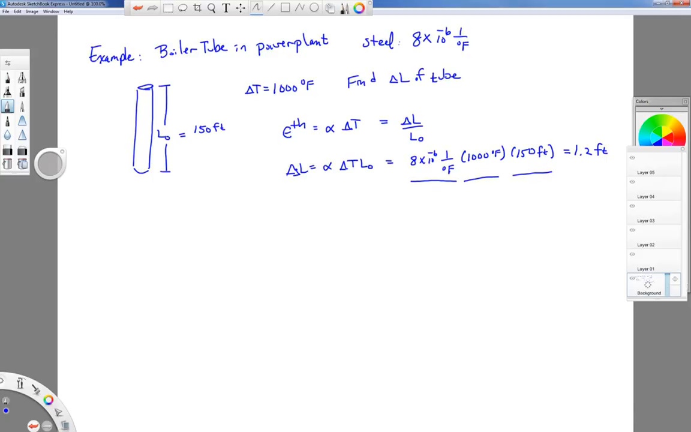Now if you're designing a boiler tube wall for a power plant, if you don't take into account the 1.2 foot growth in length of pipe as the thing heats up, you could be in big trouble, because your pipe could expand and cover up ports that are in this tube wall, or it could go down and hit the bottom of the floor, and that would cause some problems. So thermal strain and change in length due to thermal deformation can be pretty significant in some instances. We're going to see later in the semester that constrained thermal deformation can lead to some very high stresses.